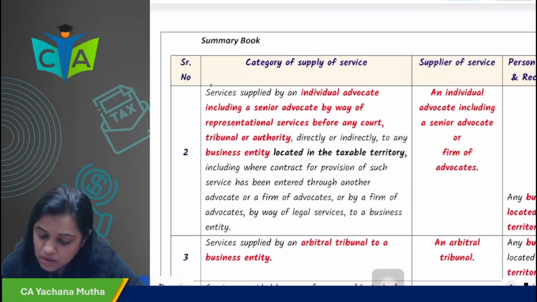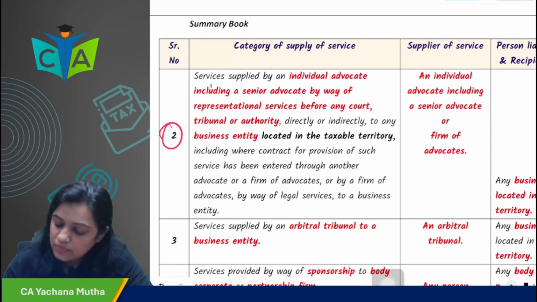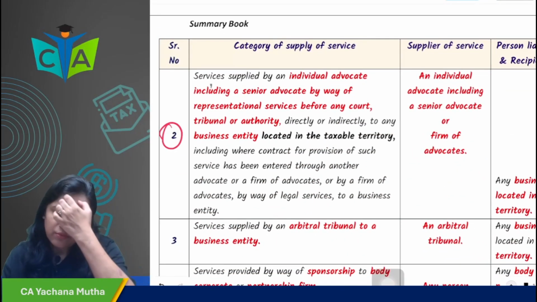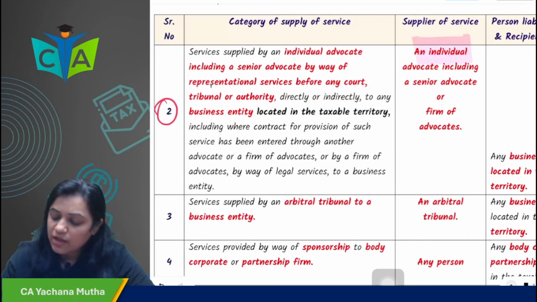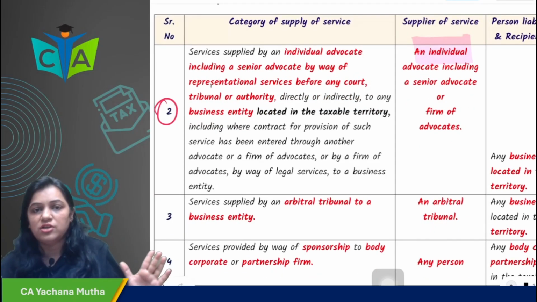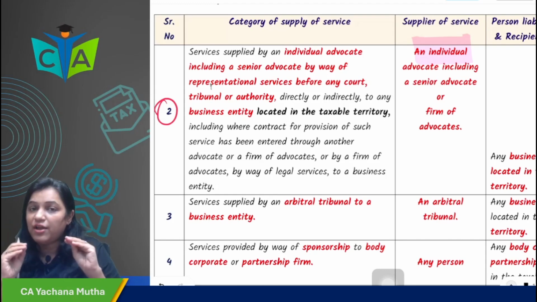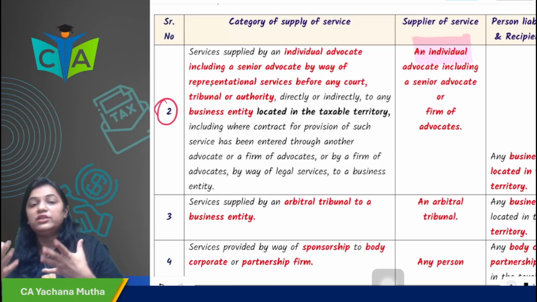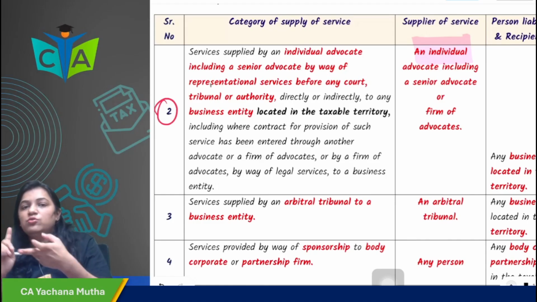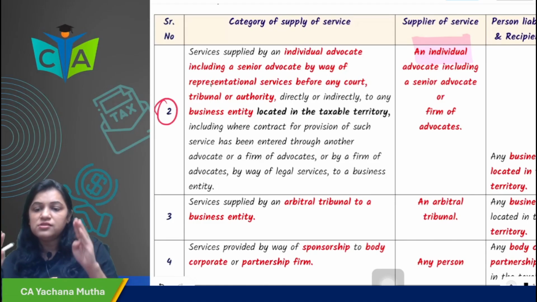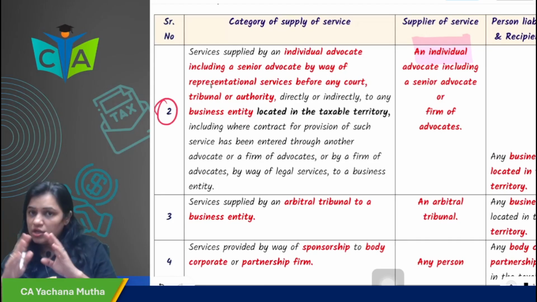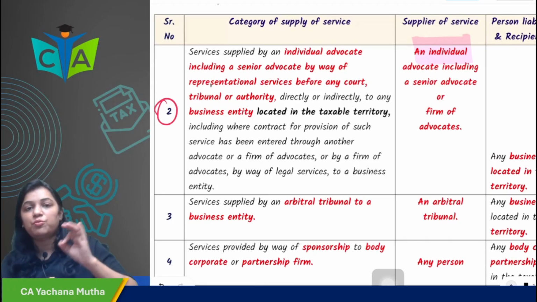The second one. What is in this second one? We'll see in case of individual advocate. Now in the reverse charge chapter, you remember what I told you in class, we have to remember only 3 things: who is the supplier, who is the recipient, and what service it is. If it falls in this, it is chargeable under reverse charge, otherwise not. Only these 3 things should fit properly.